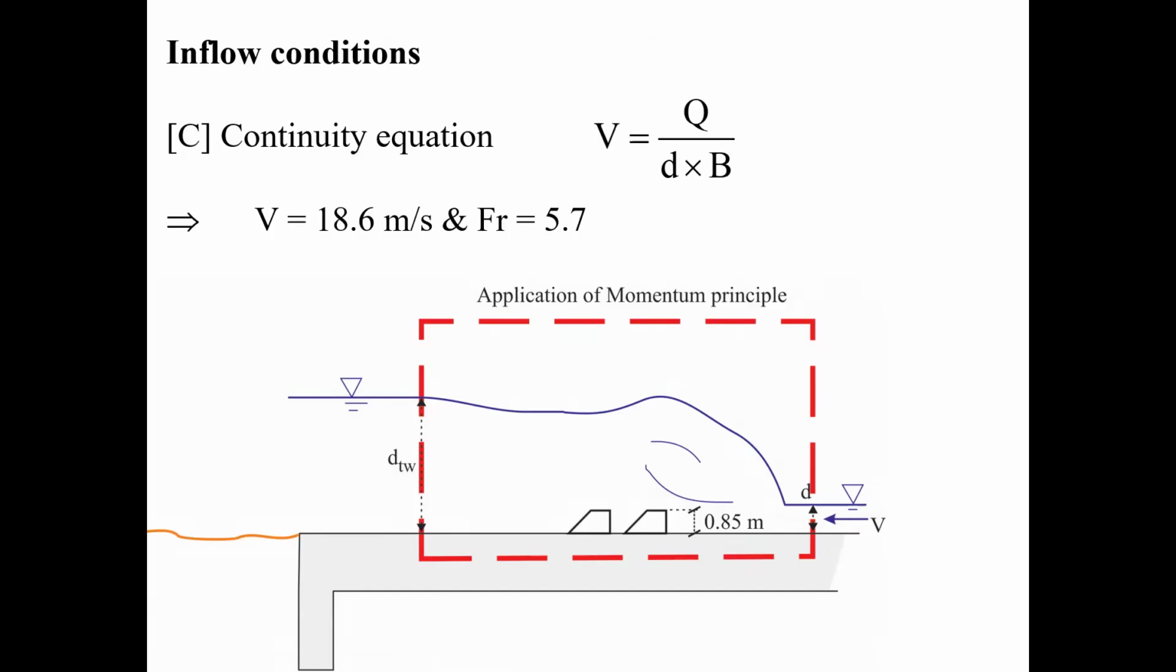First, let us characterize the inflow conditions. Using the continuity equation, or equation of conservation of mass, we can derive the inflow velocity of 18.6 meters per second with a corresponding Froude number of 5.7, and this flow condition will be the upstream flow condition for the hydraulic jump.